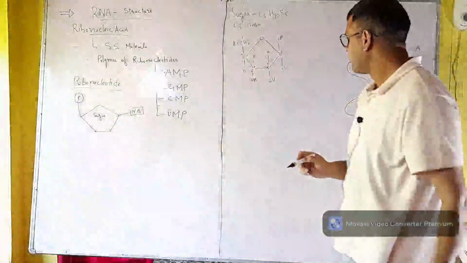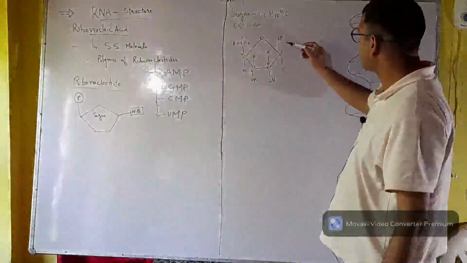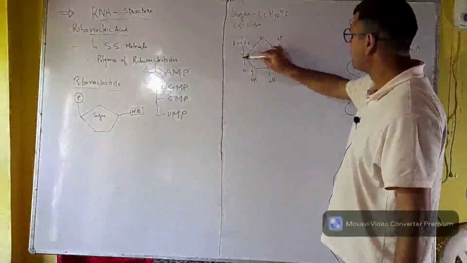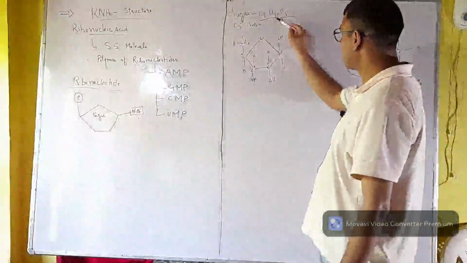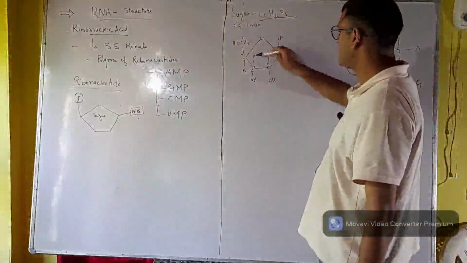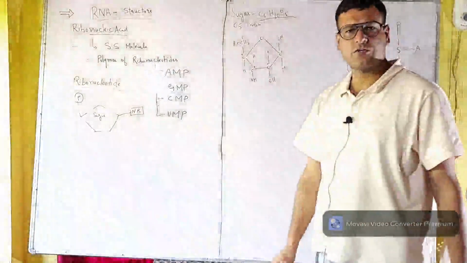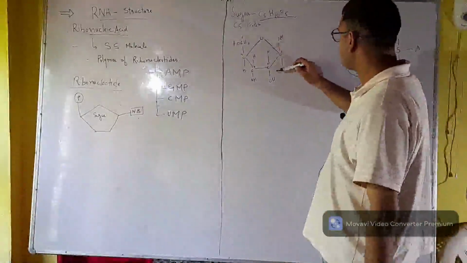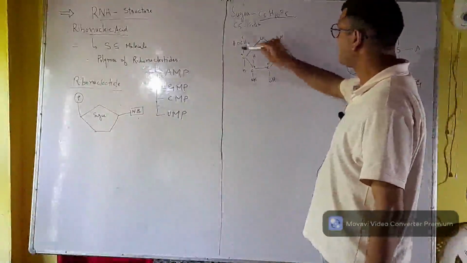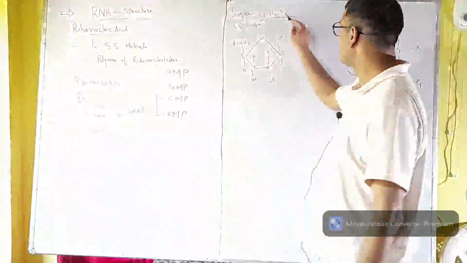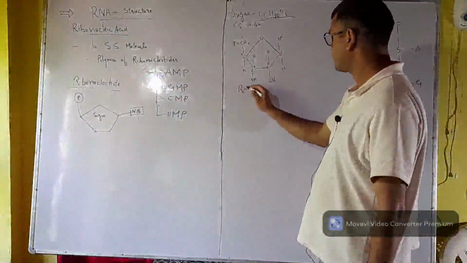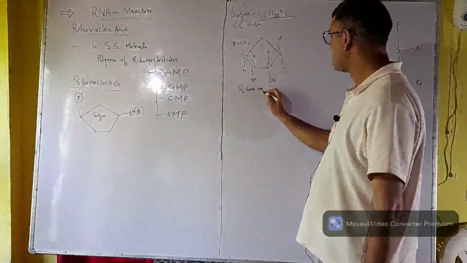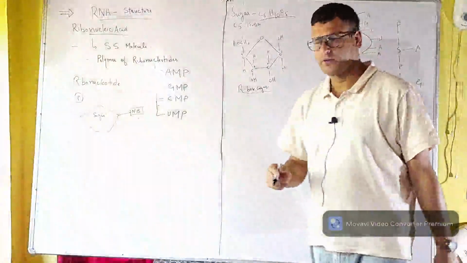Now we can just calculate. We have got 1, 2, 3, 4, 5 carbon atoms. Then we have got hydrogen: 1, 2, 3, 4, 5, 6, 7, 8, 9, 10 hydrogen atoms are present there. Then we have got oxygen: 1, 2, 3, 4, 5 oxygen atoms. So it is what is called ribose sugar, having the formula C5H10O5.